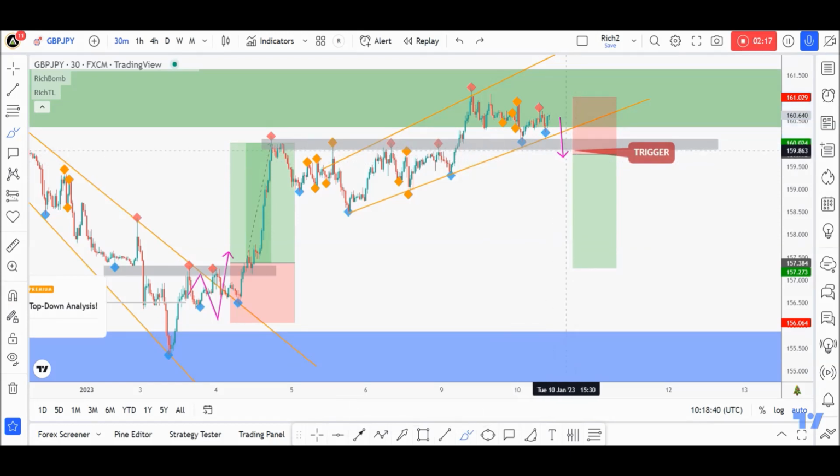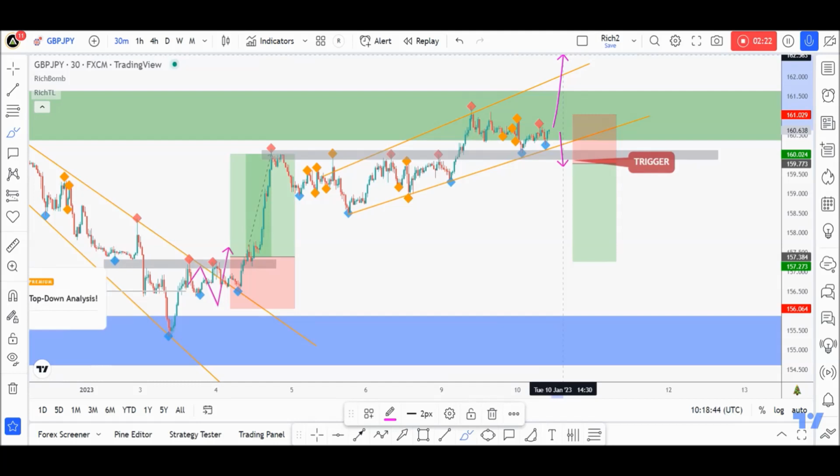In this case, we'll still be waiting for this break, or a break above this resistance upward as mentioned from daily. In an aggressive manner, in this case, we'll be looking for buy setups on the retest.